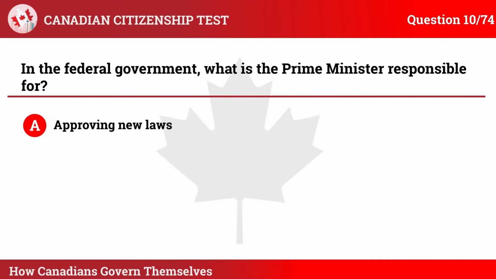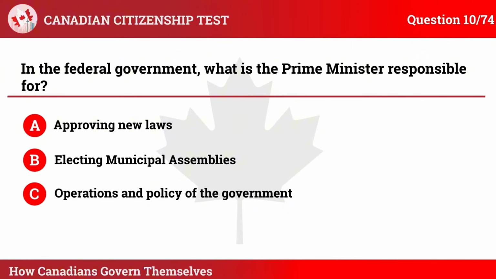Question 10. In the federal government, what is the Prime Minister responsible for? A. Approving new laws. B. Electing municipal assemblies. C. Operations and policy of the government. D. Organizing elections.